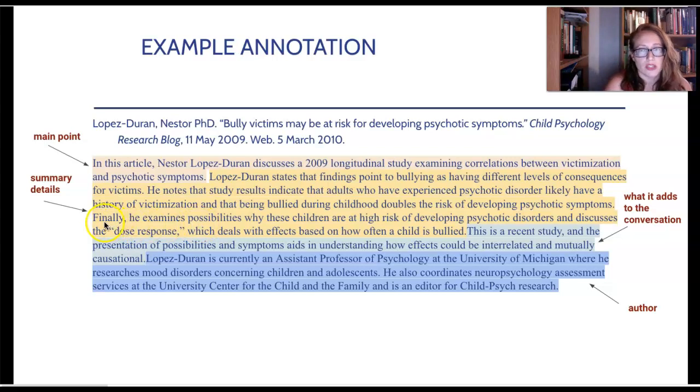Here's one thing you could do. I'm going to pull this from the summary details in this one that we already went through. Finally, he examines possibilities why these children are at higher risk of developing psychotic disorders and discusses the dose response. A dose response is a disciplinary issue-specific term, so it's okay to quote that, because you're not really relying on it. You're pulling something that's necessary. So the dose response, which deals with the effects based on how often a child is bullied. And notice, if you pause this video and read through this, there's no sense of what this writer really thinks about the issue. Everything is removed. Everything is objective.